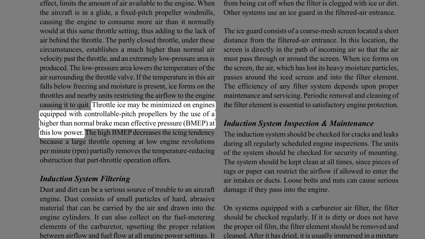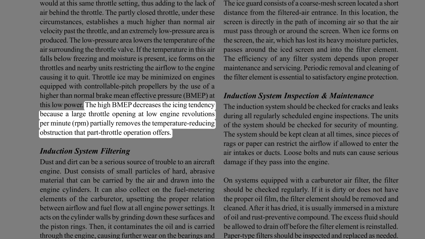Throttle ice may be minimized on engines equipped with controllable pitch propellers by the use of a higher than normal brake mean effective pressure (BMEP) at this low power. The high BMEP decreases the icing tendency because a large throttle opening at low engine revolutions per minute (RPM) partially removes the temperature-reducing obstruction that part throttle operation offers.